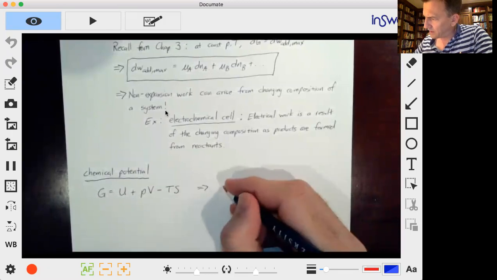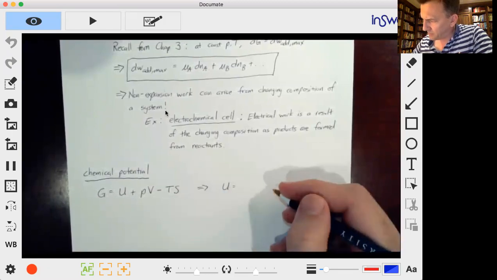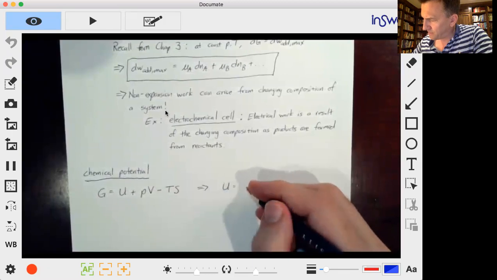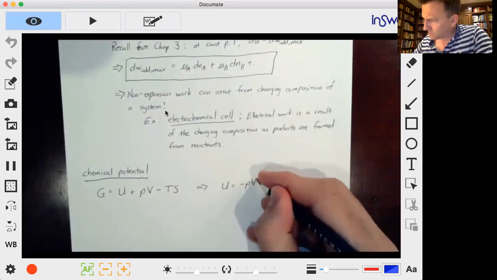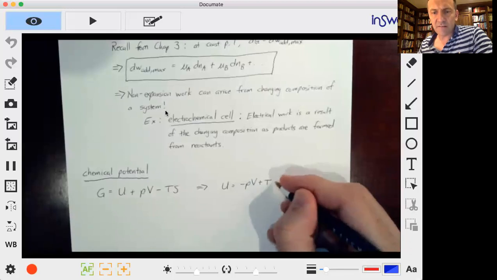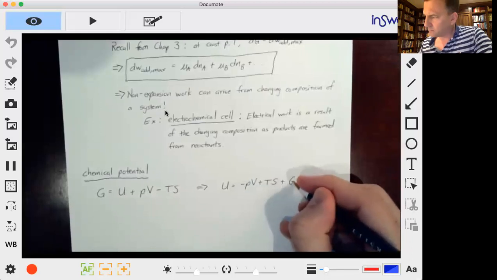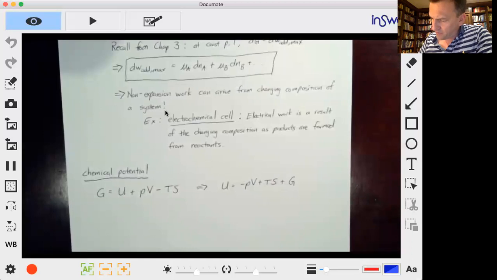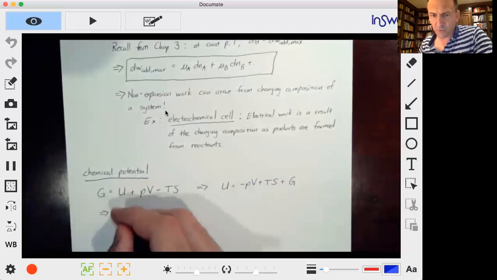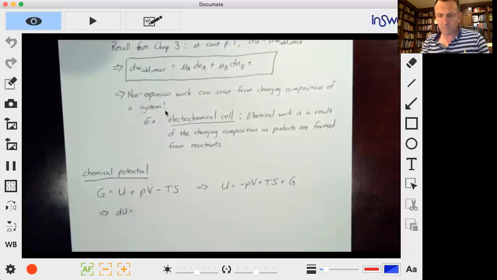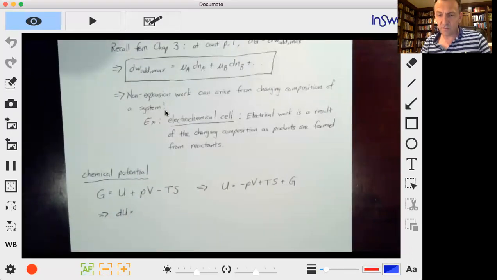And if I do that, I get U equals minus PV plus TS plus G. And from there, now if I take the differential, I'm going to have to use the product rule on several of these terms. So if you'd like to try to do this yourself, use this formula for U and find the formula for dU. You can pause the video real quick and try it.